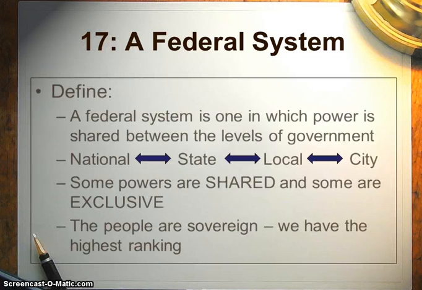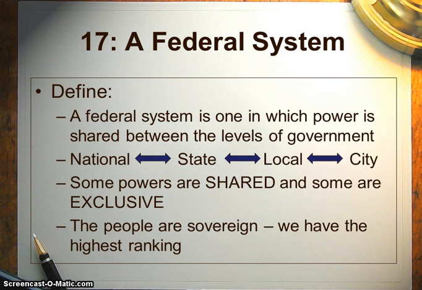For the federal system. The federal system is a system of government in which power is shared between the levels of government. So, for example, the national and state governments share powers, state and local governments share powers, local and city governments share powers. Examples of this would be the United States, the state of Indiana, Hendricks County, and the town of Brownsburg. We learned that some powers are shared and some powers are exclusive.